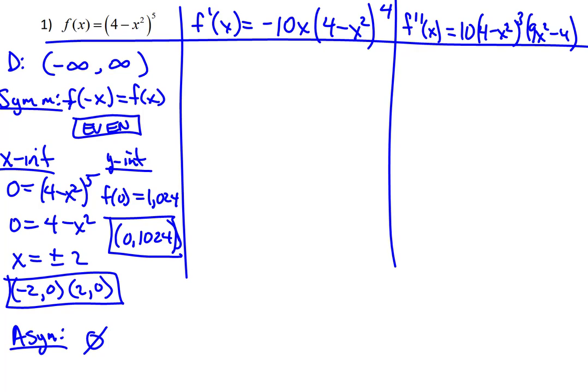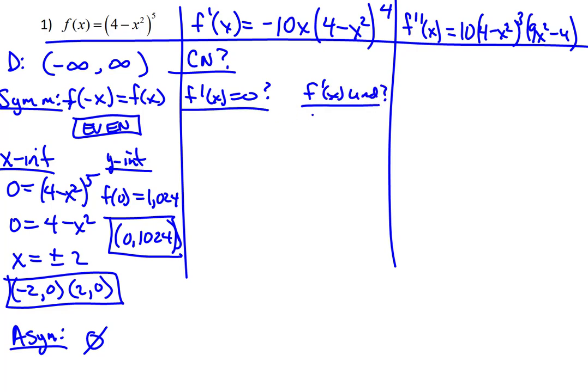Moving on to the first derivative, we first want to start by using it to find any critical numbers. We've discussed these by definition lately, and that would be where either f prime of x is 0 or f prime of x is undefined. We want to explore both of those options. To set it equal to 0, we would just understand negative 10x times 4 minus x squared to the 4th to be equal to 0, or we want to know where would that happen.